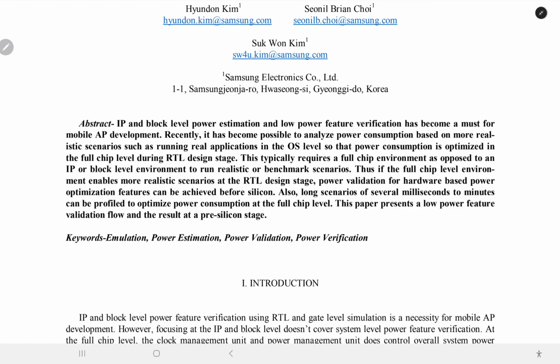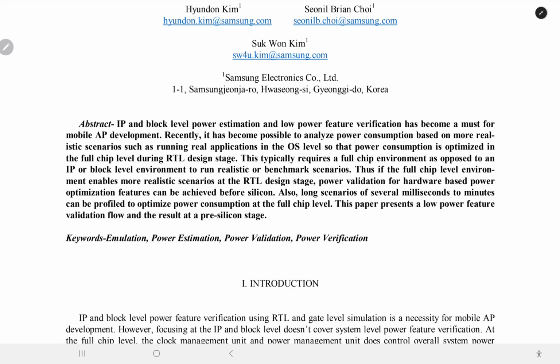This typically requires a full chip environment, as opposed to an IP or block level environment, to run realistic or benchmark scenarios. Thus, a full chip level environment enables more realistic scenarios at the RTL design stage. Power validation for hardware-based power optimization features can be achieved before silicon.